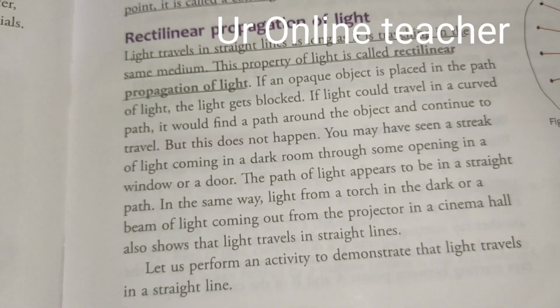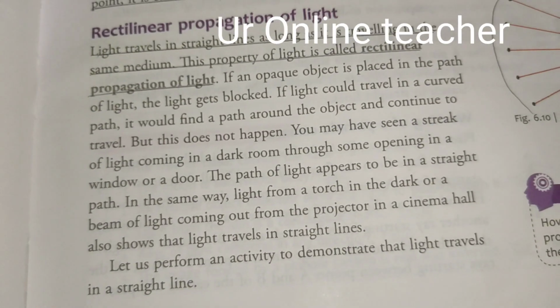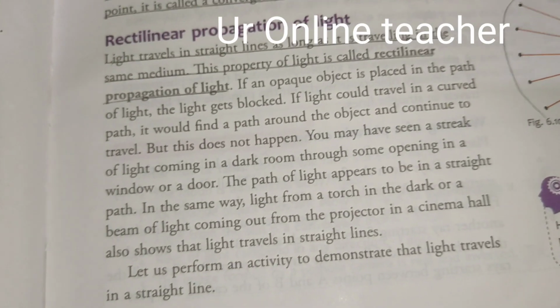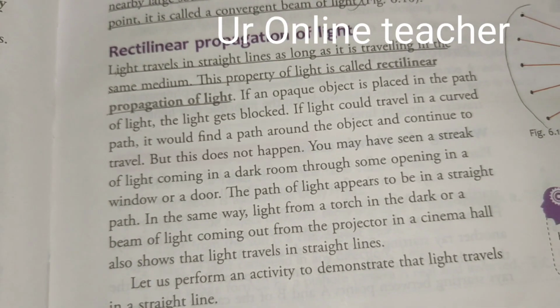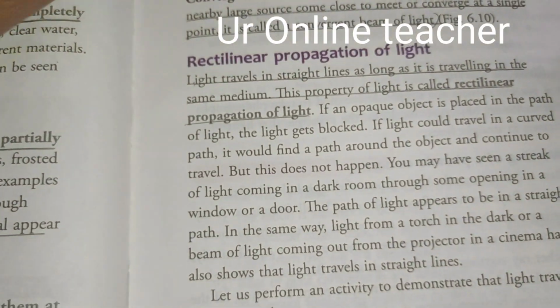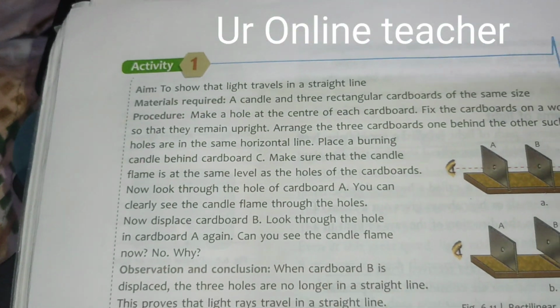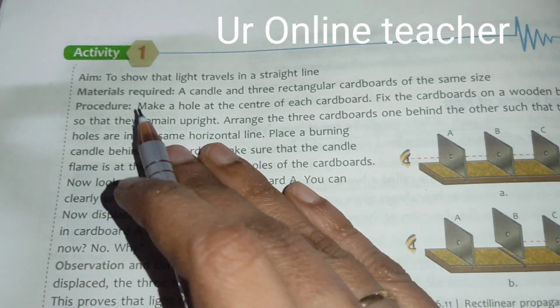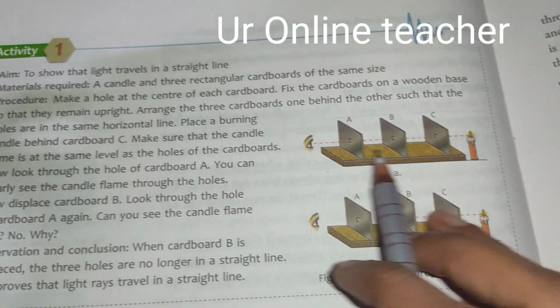In the same way, light from a torch in the dark, we will see a beam of light. A beam of light comes out from the projector in a cinema hall. In all these, the light travels in a straight line. So let us perform one activity to see how the light travels in a straight line. We will see one activity to show how the light travels in a straight line.